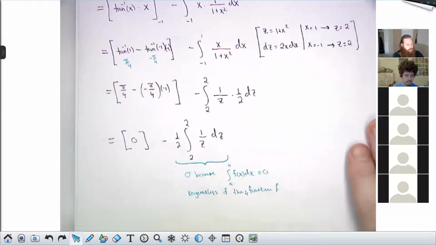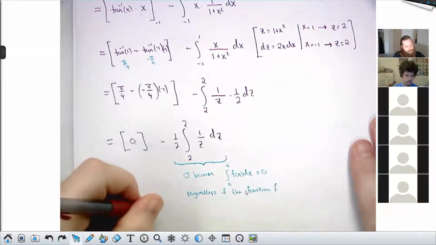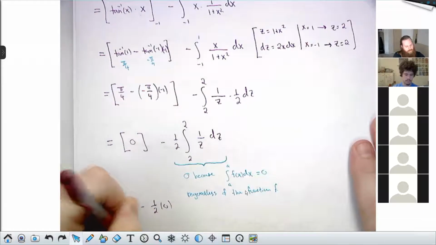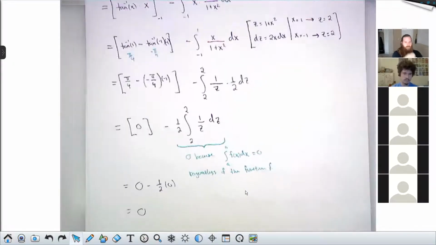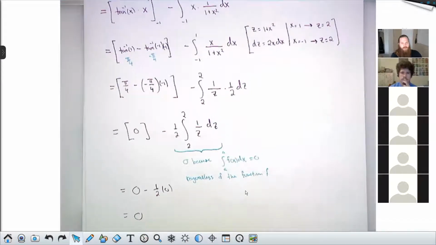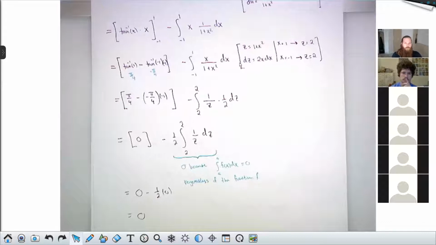All right, so my whole result here is 0 minus 1/2 times 0, which is 0. So this integral is 0. And it's a kind of funny example. We do our integration by parts. That gets us here. Up to here, it's a pretty normal IBP problem. But then as you move down, some funny things happen.